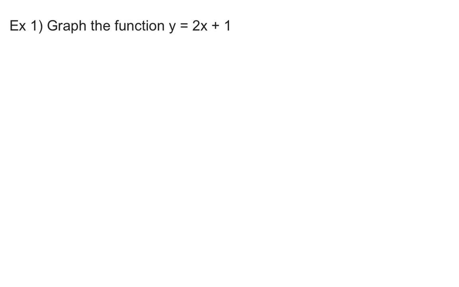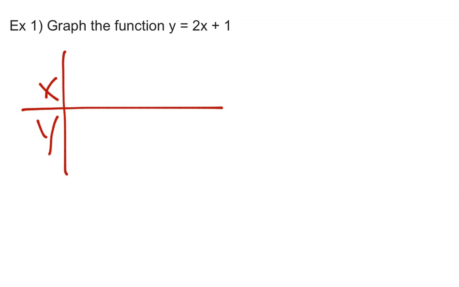No different than what we did the other day, we're going to make our XY table. So I'm going to go ahead and do that here. Here's my x, my y. I'm going to make my T table. Now, the difference today is the other day they told us what x was. They said using the domain 0, 1, 2, 3. Well, today they're not going to tell us what x is. We get to pick whatever we want for x. You get to choose whatever numbers you want.